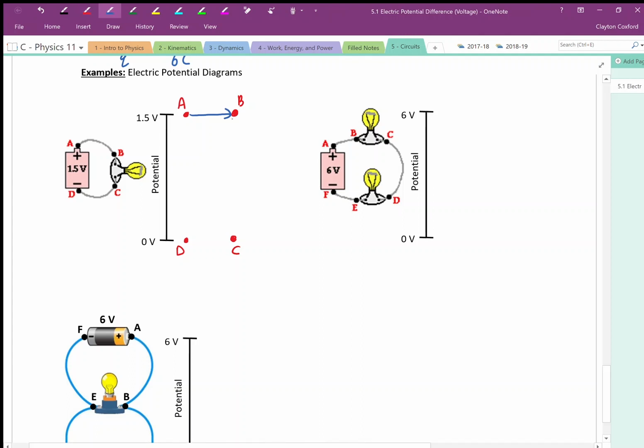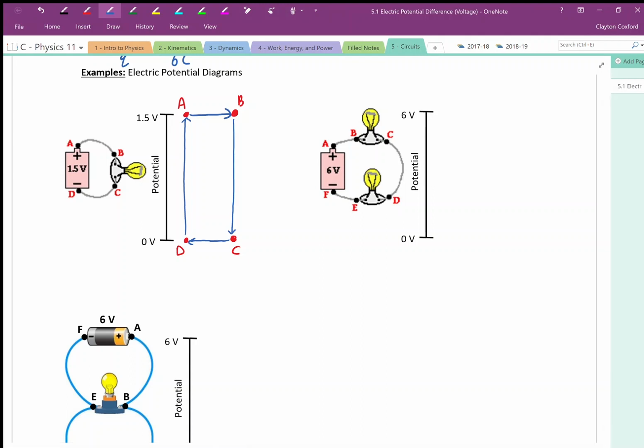And so to go from location B at the top of this light bulb to location C, all of the energy that these charges gained by going through this battery is going to be dropped. There's a voltage drop through this light bulb. And then the charges are going to travel back to the battery. Once they get to the battery, the battery is going to re-energize them and give them 1.5 volts, 1.5 joules per coulomb of energy.